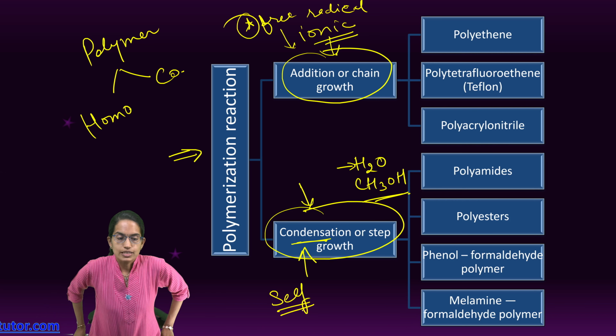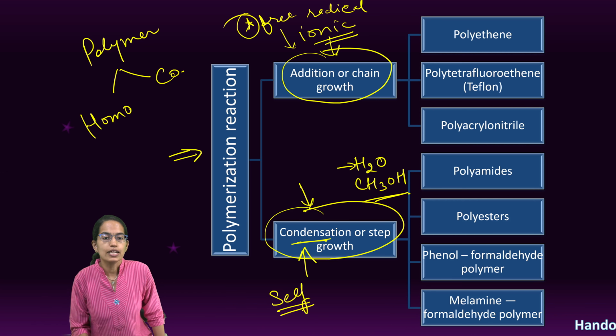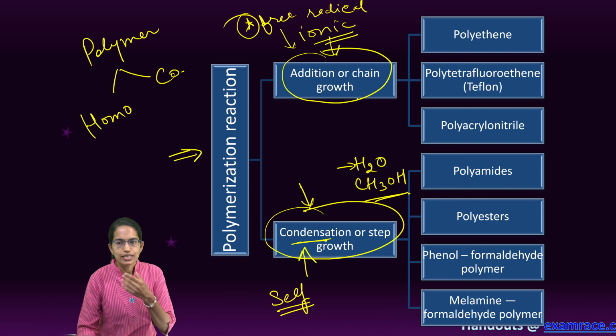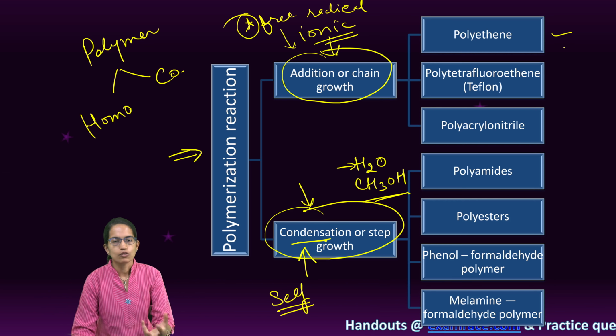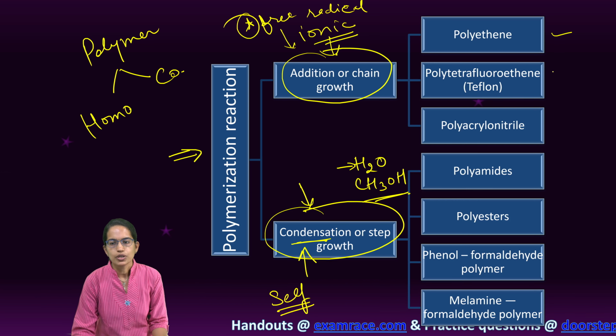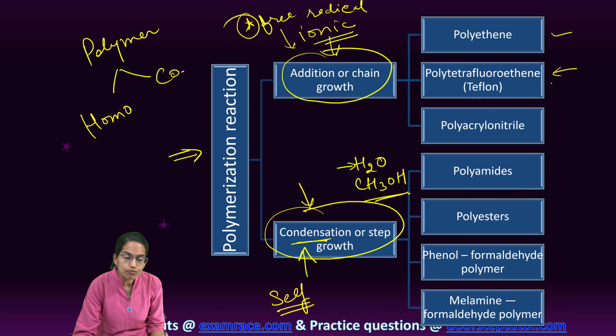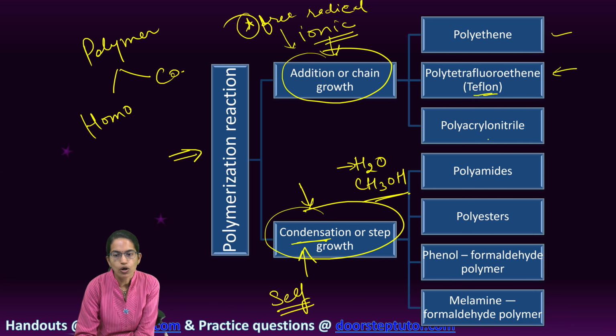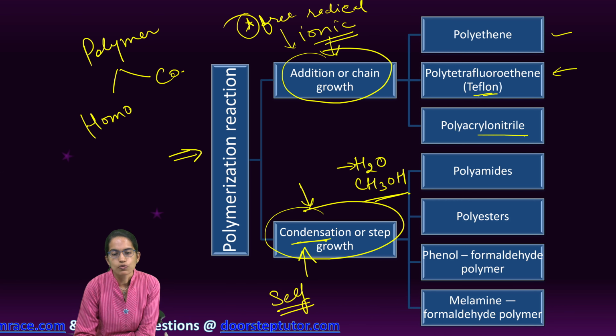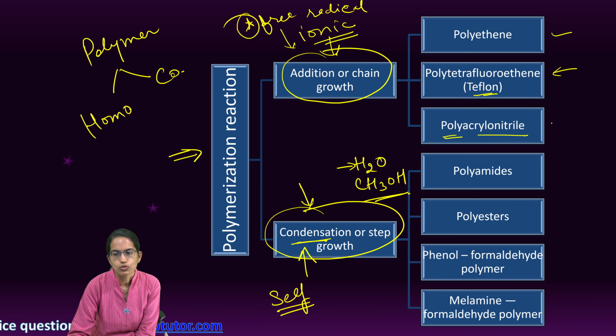Now, what are the examples of polymerization under addition reaction? In the addition reaction, ethene joins together to form polythene. Tetrafluoroethene joins to form polytetrafluoroethene, which is also known as Teflon. Acrylonitrile joins to form polyacrylonitrile. So all these are considered as addition reactions.